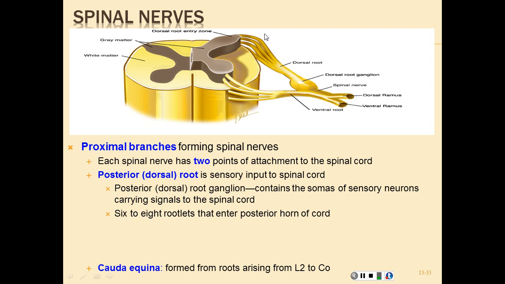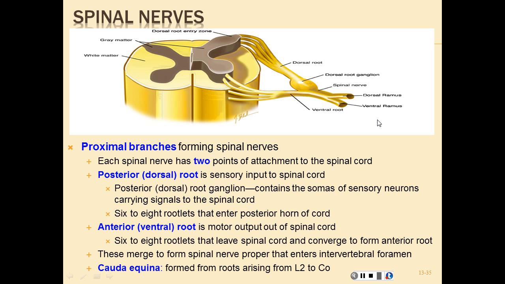Then we have another 6 to 8 rootlets that emerge from the posterior surface and merge to form the posterior root. A short distance away from that, we form the posterior root ganglion. Now, distal to the ganglion, the anterior and posterior roots start to merge. This is where they're going to merge. They leave the dural sheath and form the spinal nerve proper.